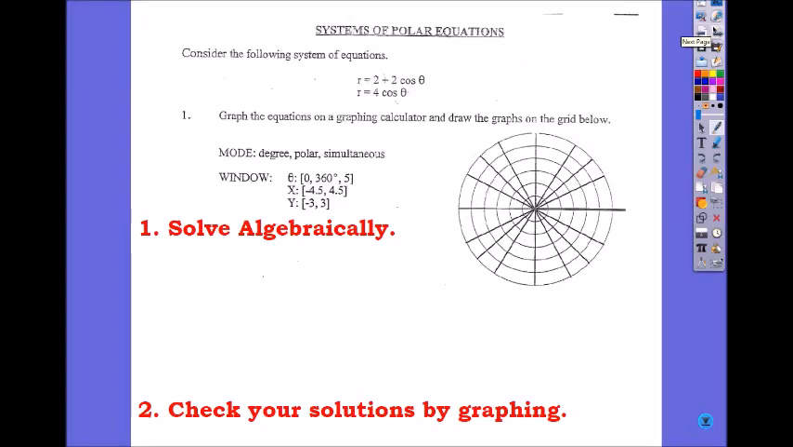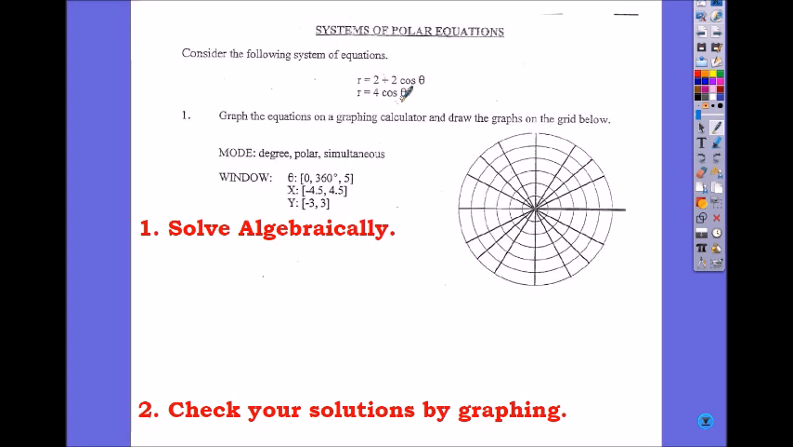So how do you solve a system of polar equations? First step is to solve it algebraically, and second, we are going to check it on the calculator. But you have to set up different things on the calculator to see it. So solve it algebraically again: r equals 2 plus 2 cosine theta, and r equals 4 cosine theta.